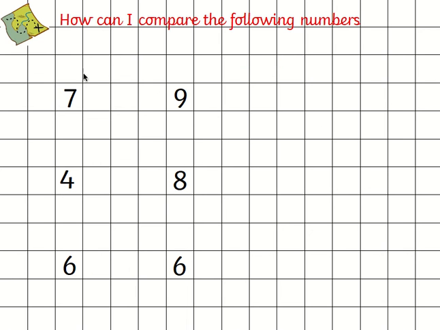So with that in mind, I've got these numbers here. I've got 7 and 9. Which one is bigger? Which has the biggest value? So I've got 7 and I've got 9. So I know that 9 is bigger than 7. So I know that my symbol is going to face the number 9. If you'd like to pause the video and have a go at the next two, that would be excellent.